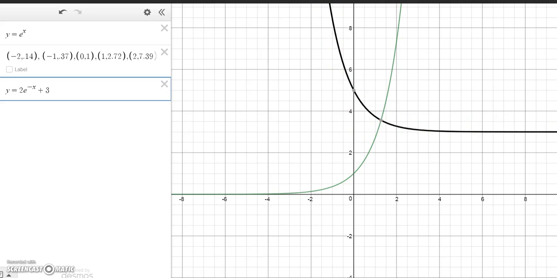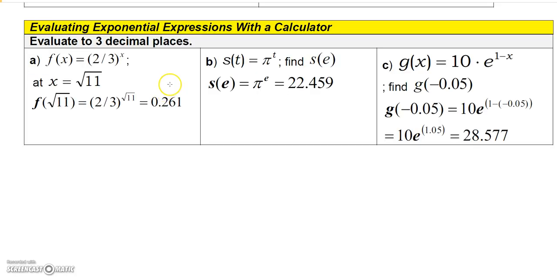And now again, on these transformations of graphs, nowadays you don't really have to rely on them so much since we have all this graphing technology, but I still think it's good to understand how these operations affect the graphs of functions. Okay, the last thing here is just 3 little exercises.